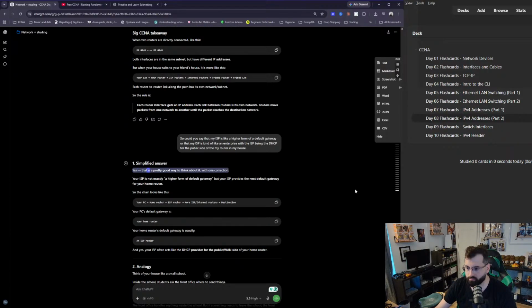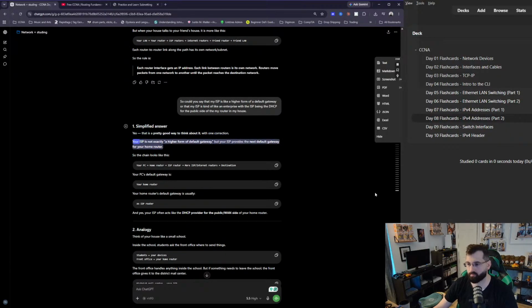Yes, that is a pretty good way to think about it, with one correction. Your ISP is not exactly a higher form of default gateway, but your ISP provides the next default gateway for your home router. So the chain looks like this: your PC, home router, ISP router, more ISP internet routers, destination. Your PC's default gateway is your home router. Your home router's default gateway is usually an ISP router. And yes, your ISP often acts like the DHCP provider for the public WAN side of your home router.